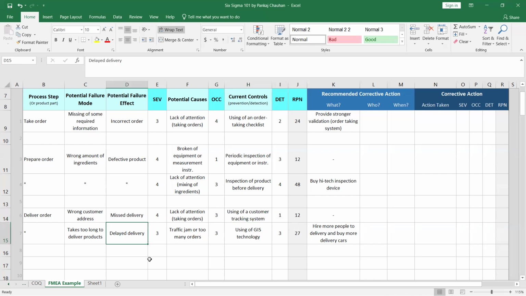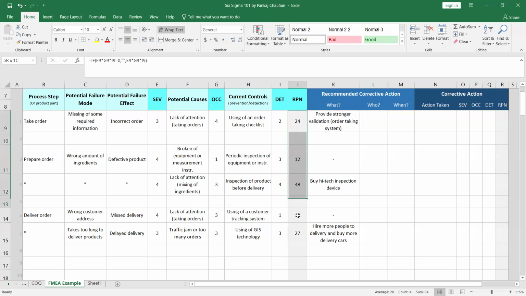Delayed delivery because of a traffic jam or too many orders. What are the chances of a traffic jam or too many orders? Probability is high-mid on a scale of 1 to 5. I'll say 3. How can you avoid this? By using GIS technology. And what are the chances that GIS technology will work very well, on a scale of 1 to 5? It will work in the mid range, let's say 3. So the product of 3 into 3 is 9, into 3 is 27. That is the risk priority number.